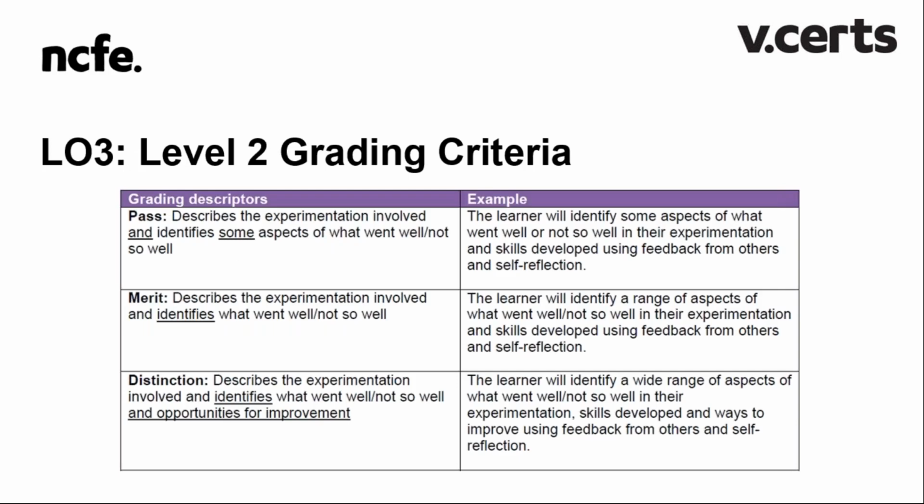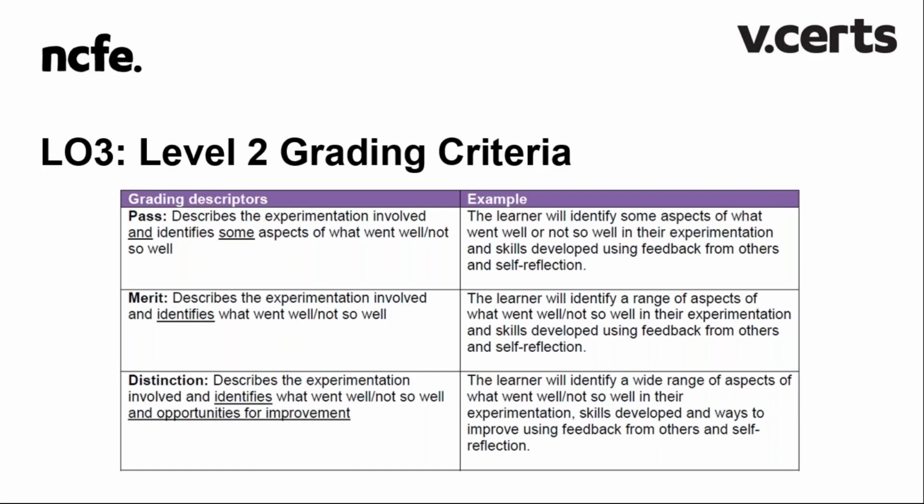So looking at the level 2 assessment criteria, quite straightforward. And again, we're looking for describe, pass, merit and distinction. So the learning outcome again requires consideration. And we can see how, so they describe the experimentation involved and identify some aspects of what went well and not so well. And I think that's probably quite straightforward for learners to do. I think they're probably quite used to doing this type of review and evaluation at this level.